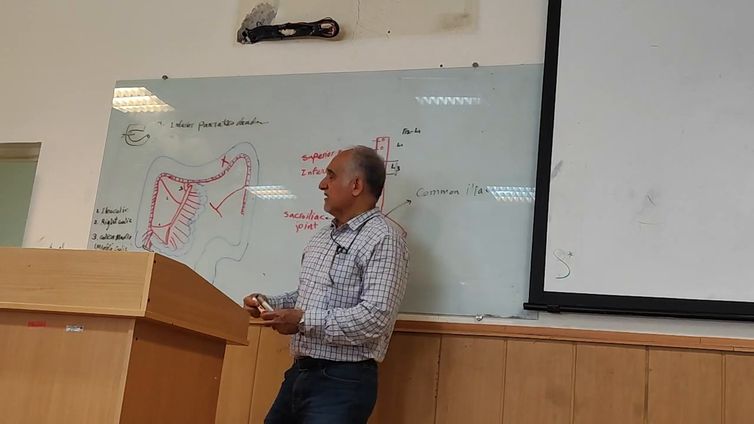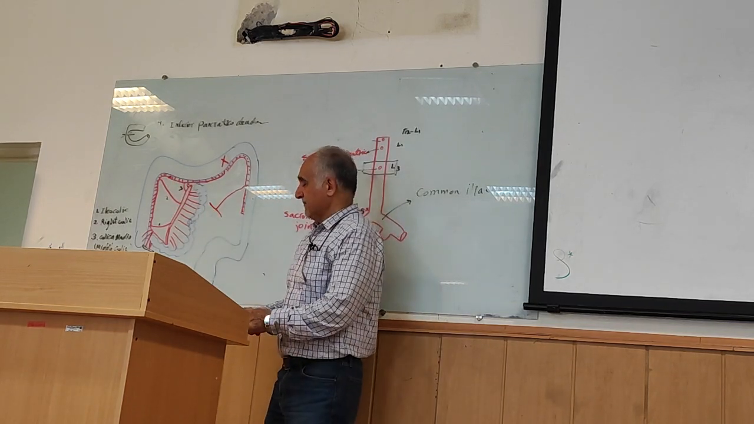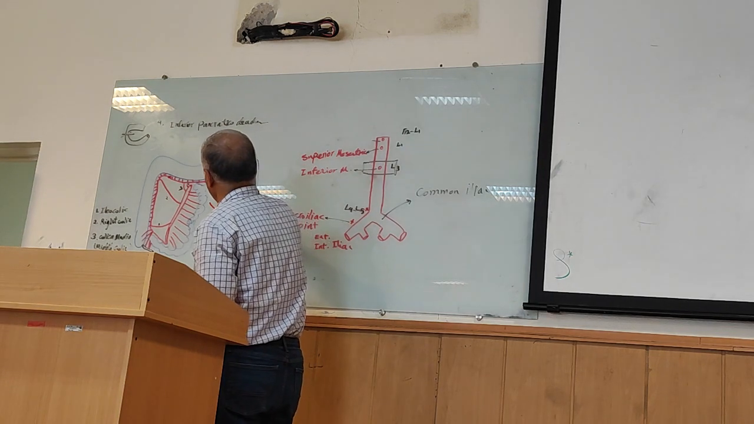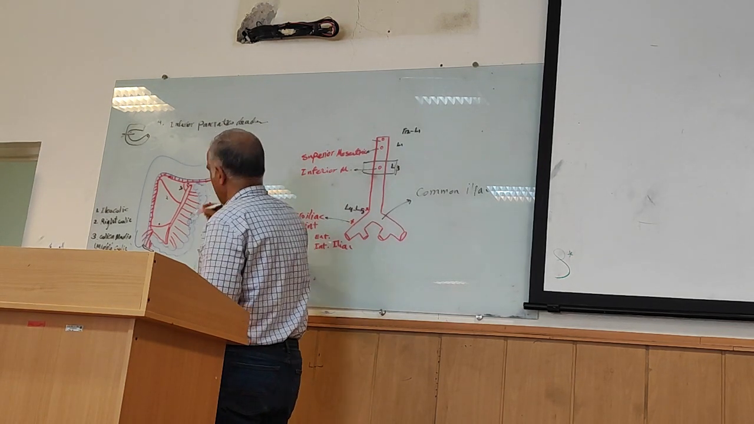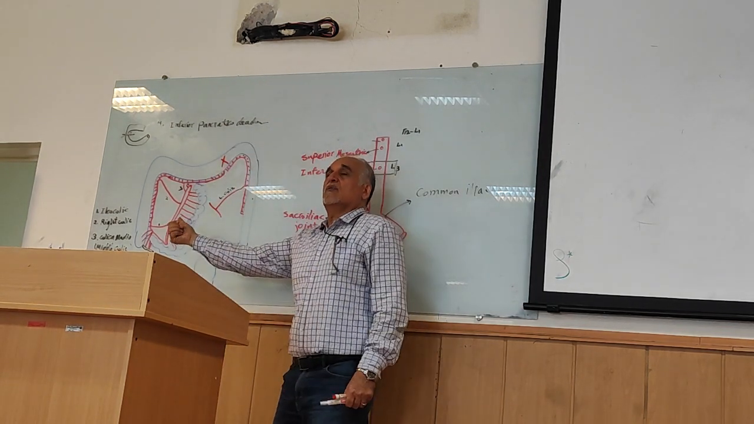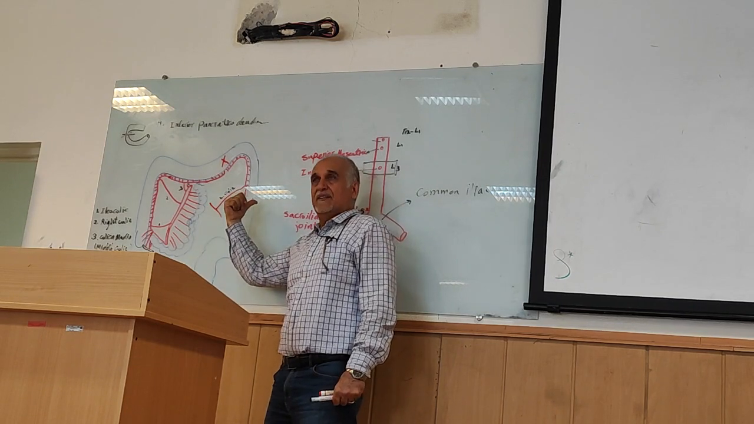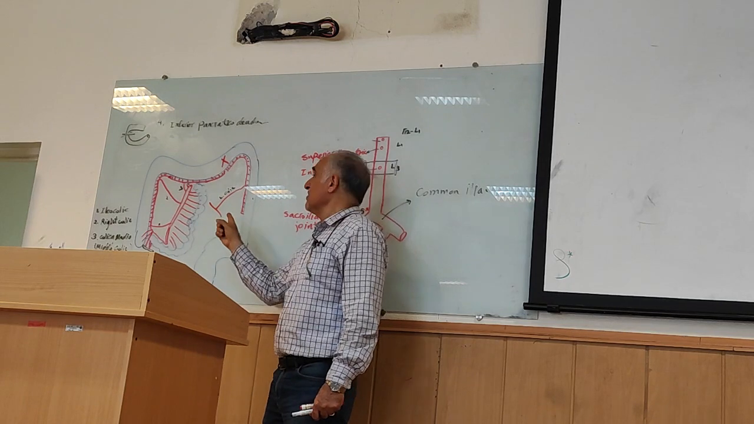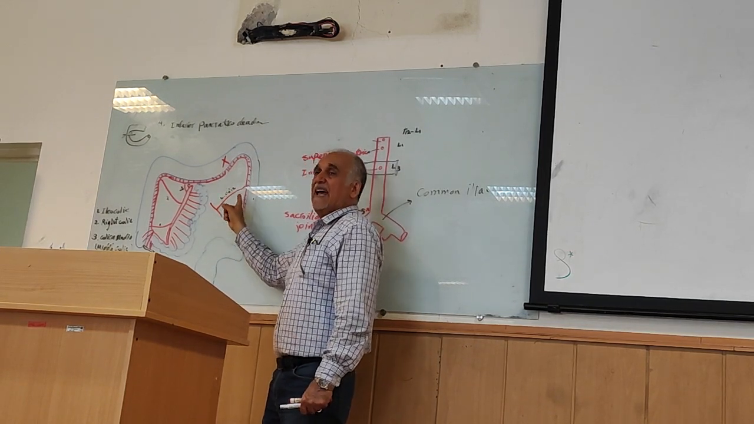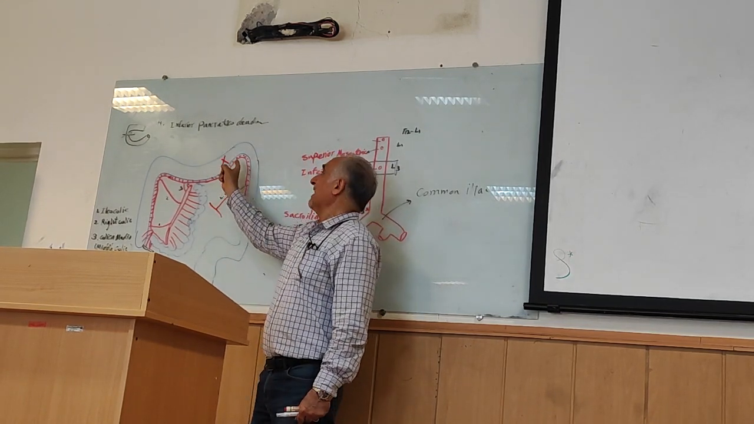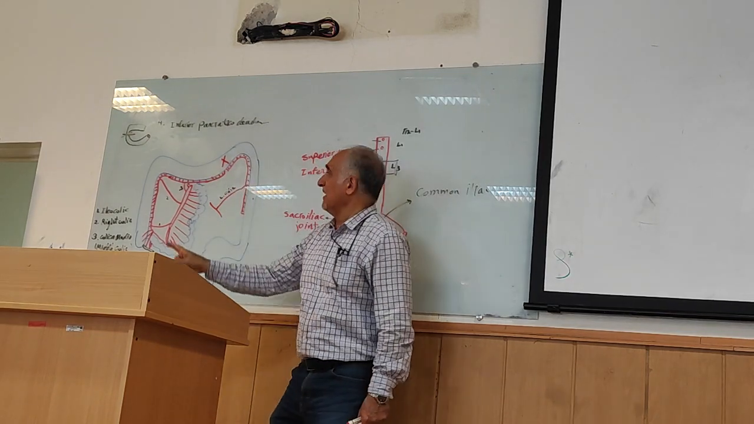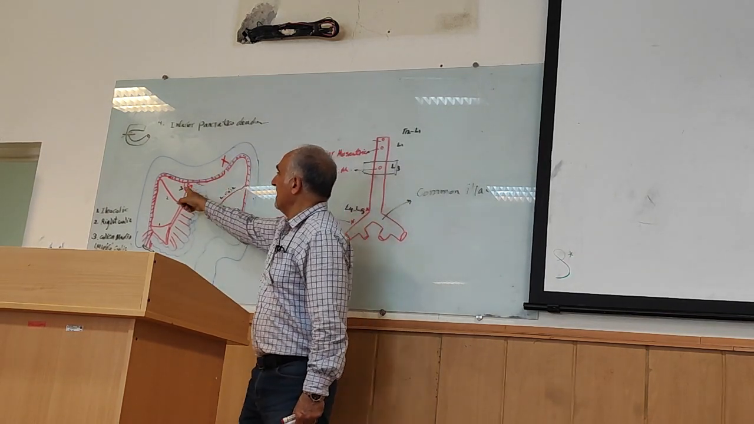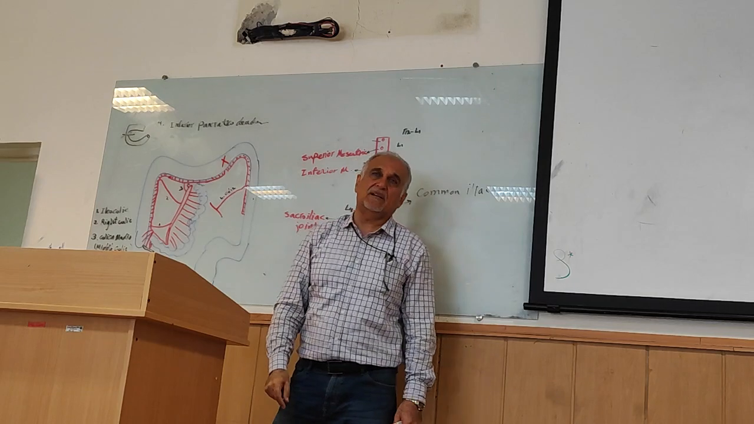Finally, look here, the left colic goes to the left and at the descending colon divides into two branches. One of them comes down, another one goes up, and finally anastomoses with the left branch of colica media.